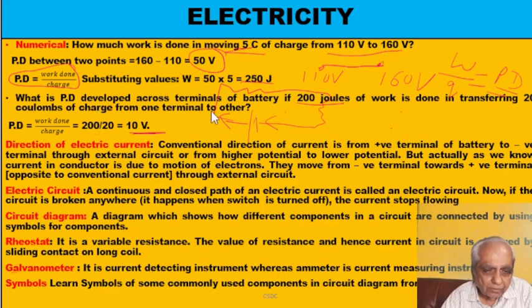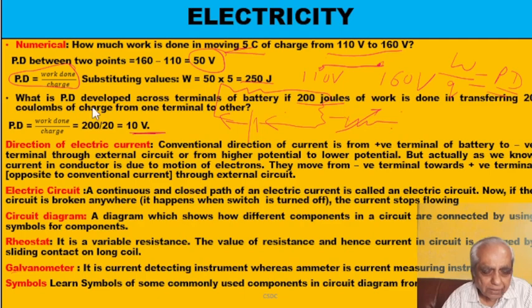Then this is called an electric circuit, which is a closed path for the current to flow. And when we are showing it by symbols, this is called a circuit diagram. Rheostat means variable resistance, which is shown in this manner. This is a variable resistance. I can change the resistance value by moving a slider. Okay.